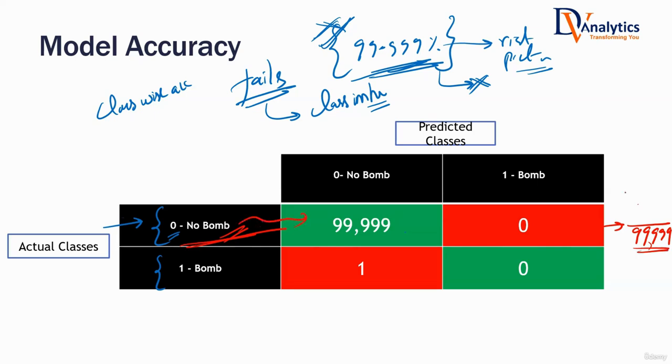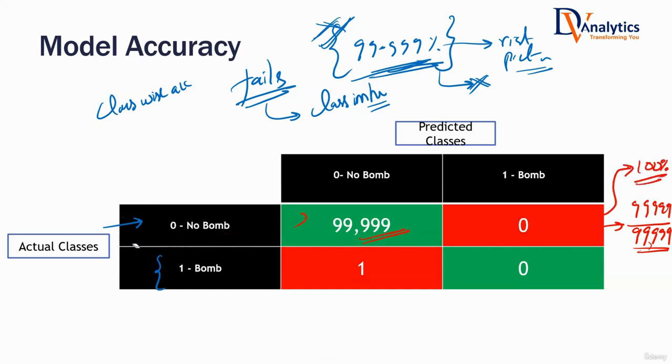99,999 cars have no bomb. Out of them, how many are accurately predicted that, yes, there is no bomb in this? How many times we did that prediction accurately? These are accurate predictions, isn't it? All of them we have predicted accurately. So what is the accuracy of this particular class when there is no bomb? What was our model accuracy? 100%? Yes or no? Are you convinced with this?